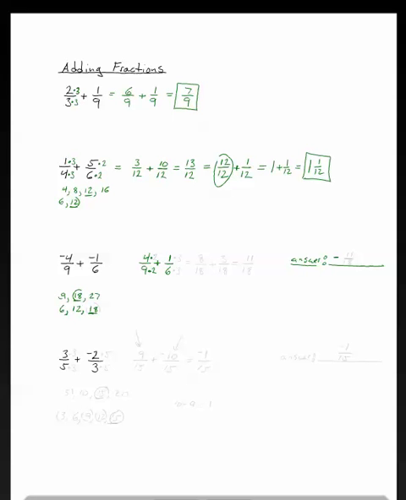Whatever I do to the denominator, I must also do to the numerator. Now 6 times what is 18? Well, it's the 1, 2, 3. Third multiple, so 6 times 3 is 18. Whatever I do to the denominator, I have to do to the numerator. That's going to give me 4 times 2 is 8, over 9 times 2 is 18, plus 1 times 3 is 3, over 6 times 3 is 18. When I add, I've got 8 plus 3 is 11. So I have 11 over 18.